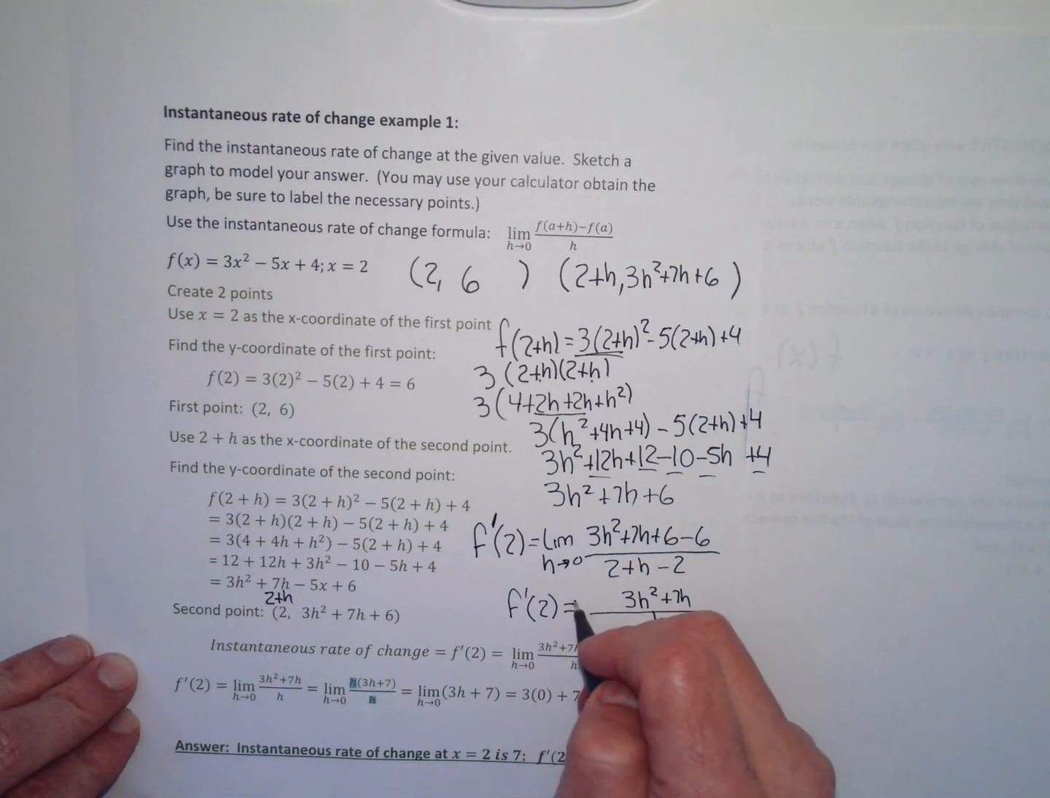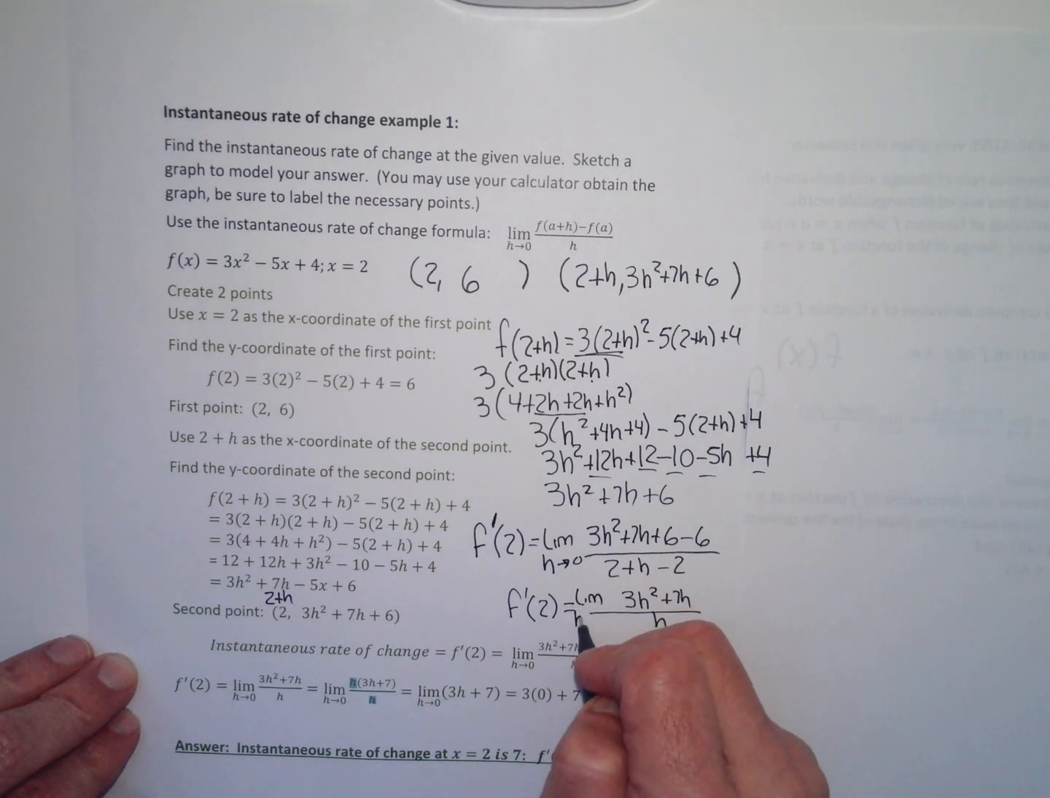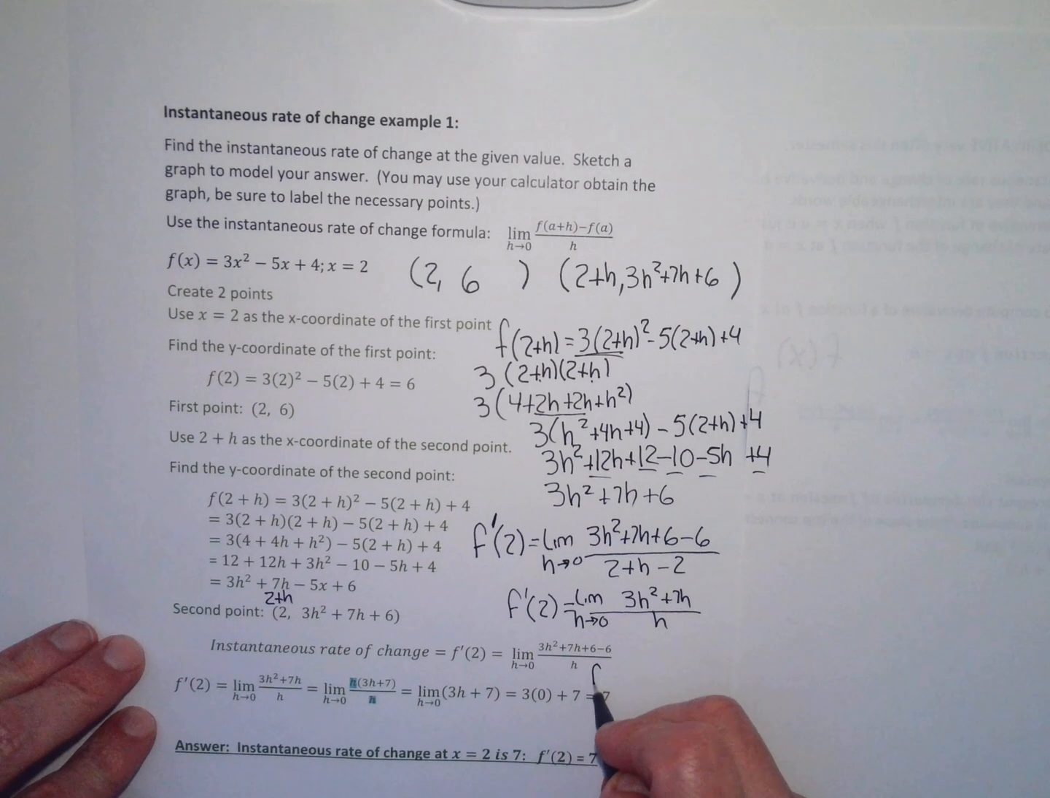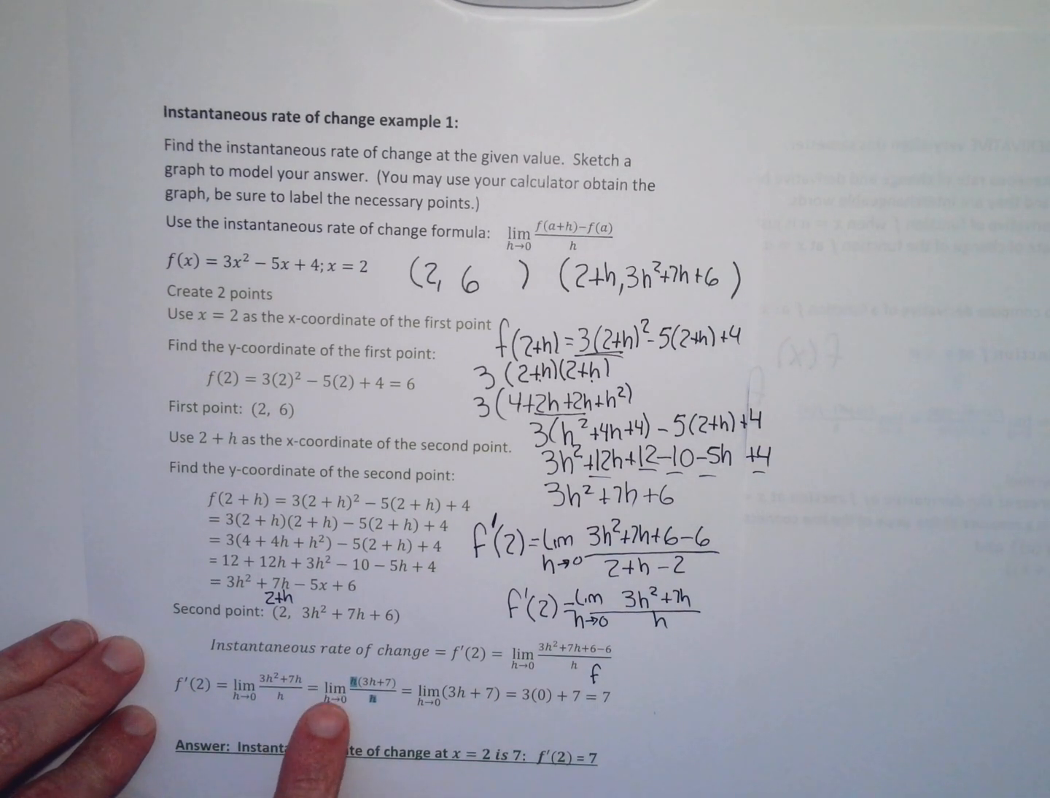I forgot the limit as h goes to 0, which is a huge deal. I need to make the points the same point, so I need to have that limit on there. In the numerator, I can factor out an h. When I factor out an h, I get the limit as h goes to 0 of h times 3h plus 7 over h. I could cancel the h's and plug in 0 for h and get 3 times 0 plus 7, which is 7. So the instantaneous rate of change when x equals 2 is 7, or the derivative of the function when x equals 2 is 7.